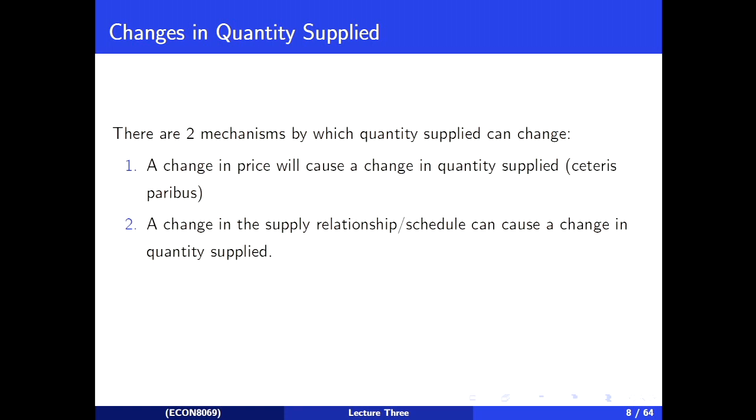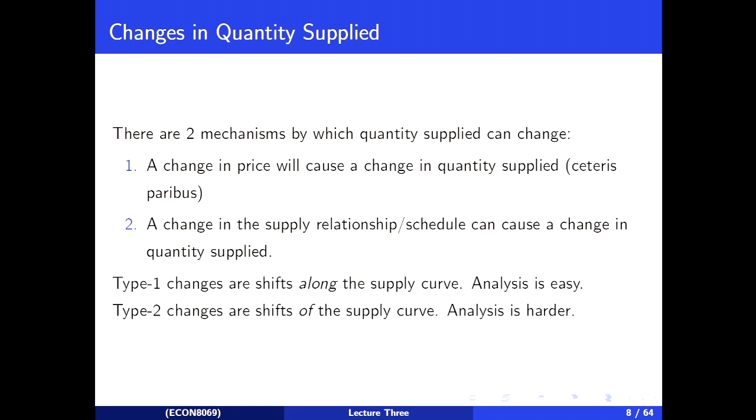Similarly, and for the same reason as demand, changes in the supply schedule or supply relationship can also cause changes in quantity supplied. If we just shift the supply curve around, then at the same price we're going to supply a different amount. If for some reason supply moves to S1, then even at the same price we still supply a different amount. Even at this original low price, we now supply a medium amount of goods because the supply curve has shifted.